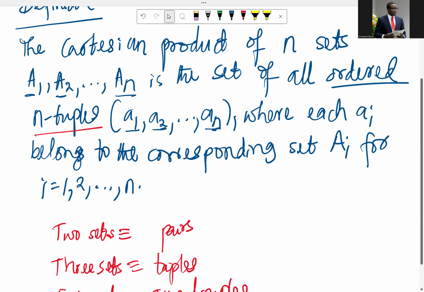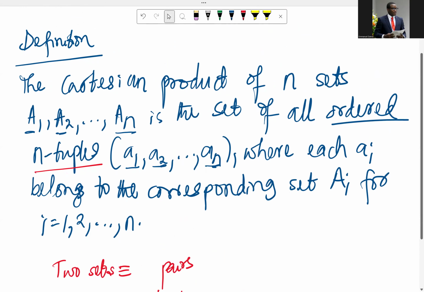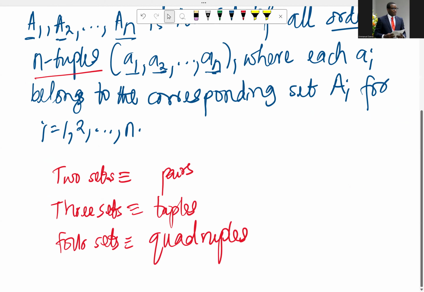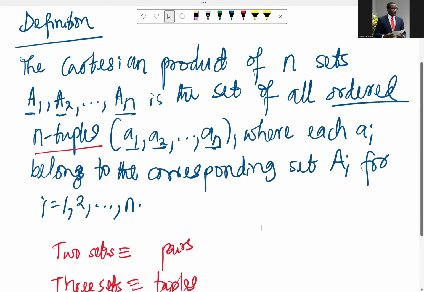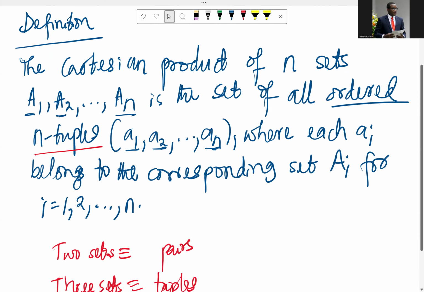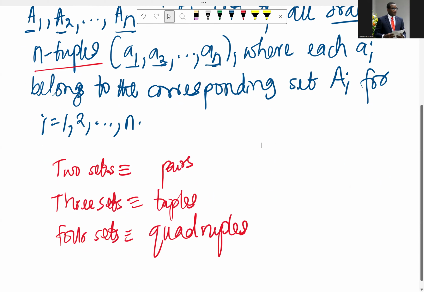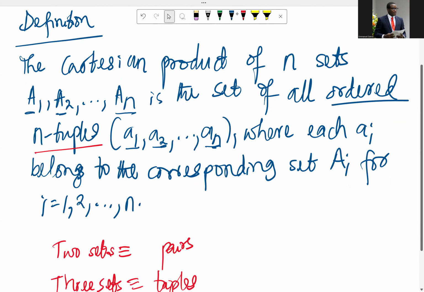If it is for two, then we say the Cartesian product of two sets, A1, A2, is the set of all ordered pairs (a1, a2), where each ai belongs to the corresponding set Ai for i equals 1 and 2. So we can go on like that, you know, quadruples, pentuples, and all that. But this is a generalization when we talk about n-tuples. So that's the definition.